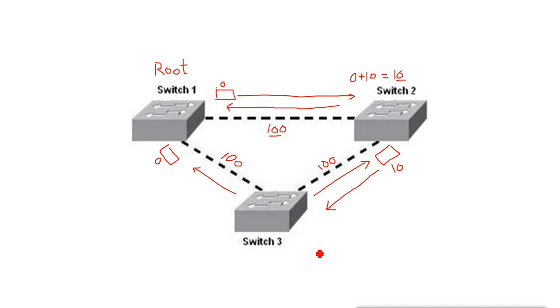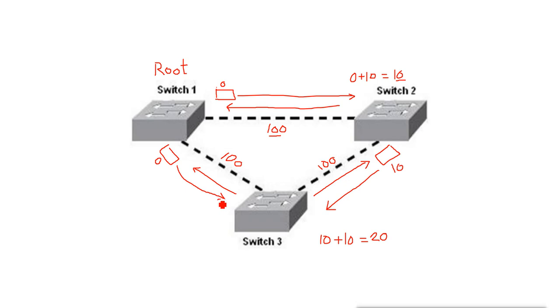Now what will switch 3 do? It will check the path cost, 10, plus the port cost. Because it is 100 Mbps, again it is 10. So it will combine them and it will become 20. And then from this side, the root bridge is also sending the BPDU, so it is coming on this side and reaching this switch also.